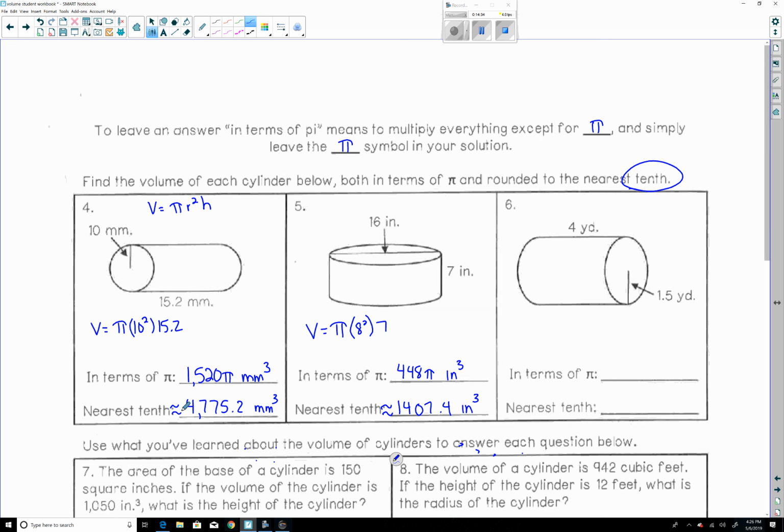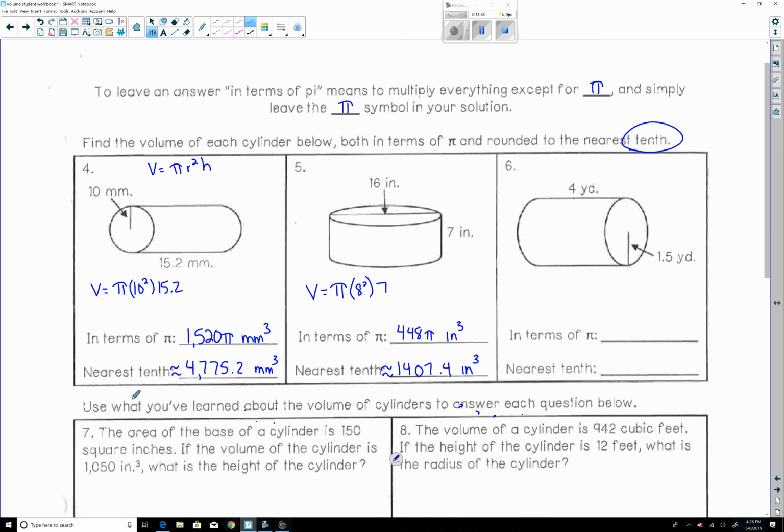Go ahead and do number 6. Pause the video, do number 6, and then come back to check your work.